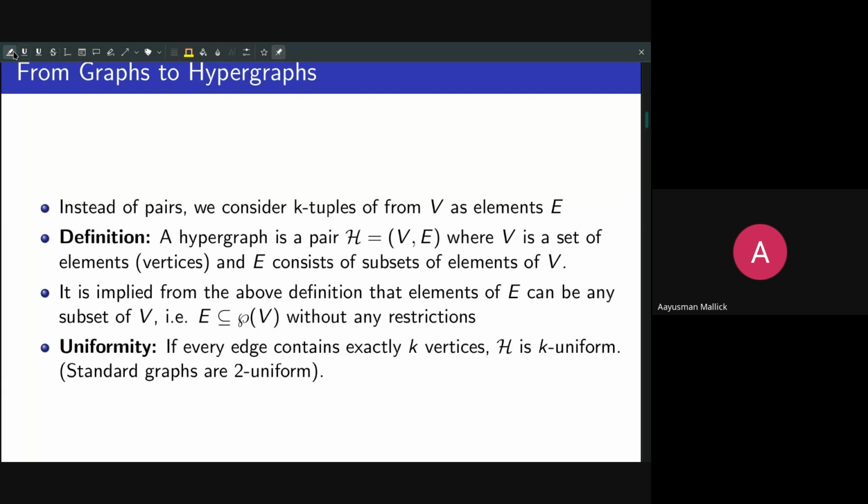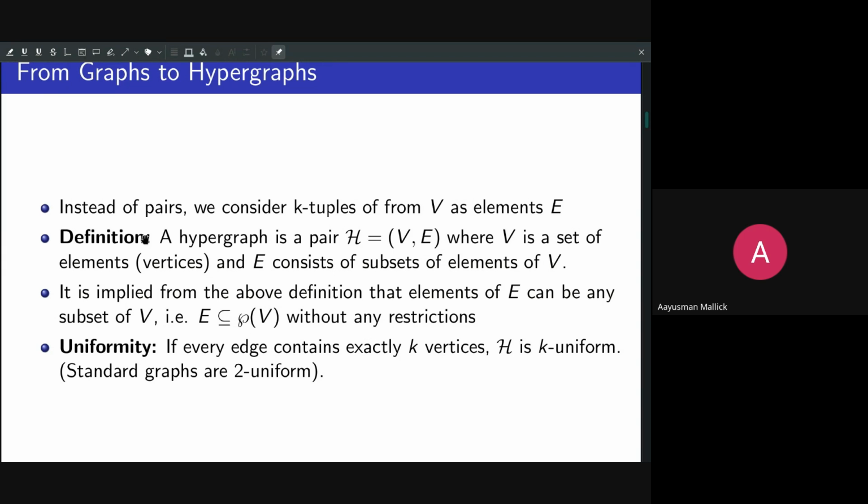Hypergraphs can be thought of as follows: where we were considering pairs of elements forming a relationship, here we consider tuples. Those tuples can be two-tuples or pairs, or three-tuples, or in general we term them k-tuples. That is, we consider k-tuples from the set of vertices as elements of edges. The formal definition of a hypergraph is a pair (V, E), where V is a set of elements and E consists of subsets of elements of V.